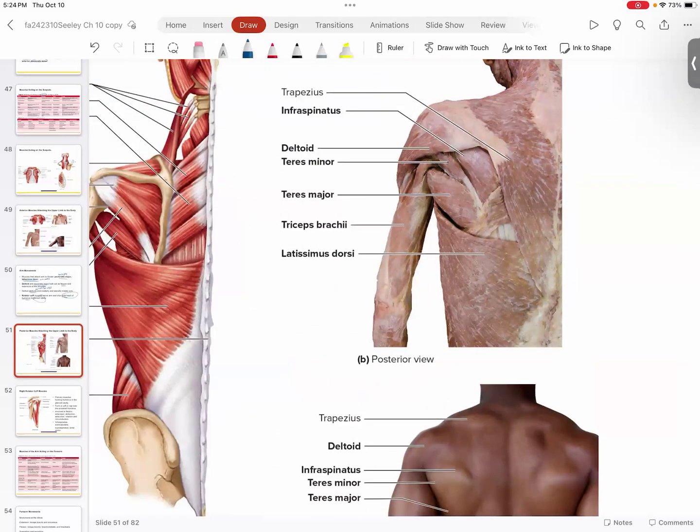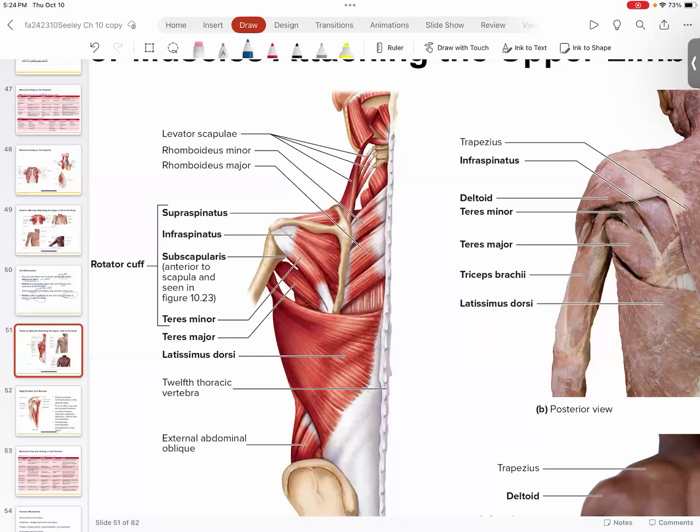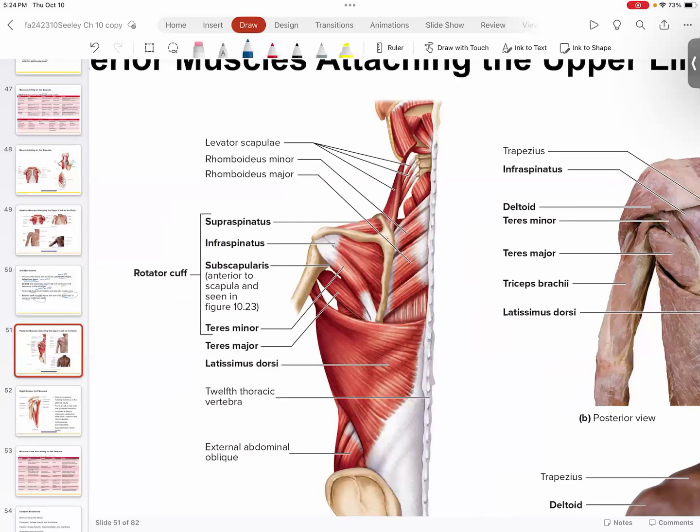So here you can see you have a couple of muscles. Let's start off with the model first, right? So you have your rotator cuff group. The first part of the rotator cuff is going to be the supraspinatus, which is the muscle that sits on top of the scapular spine. And then the second member of the rotator cuff group is going to be infraspinatus.